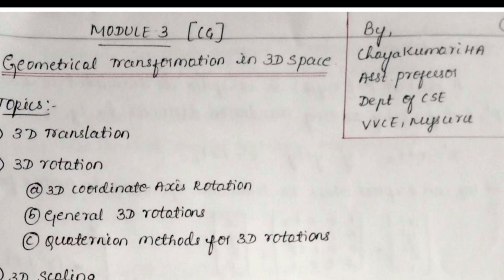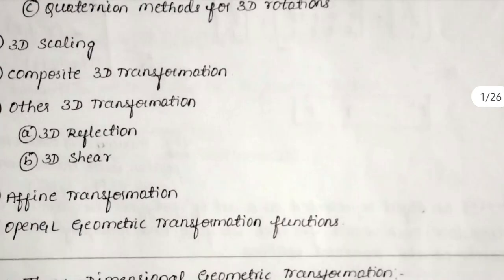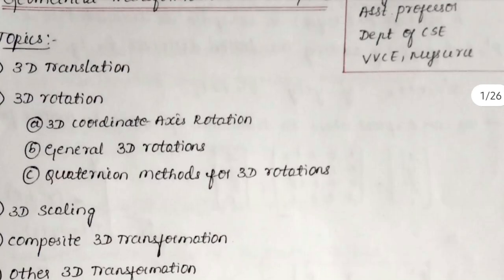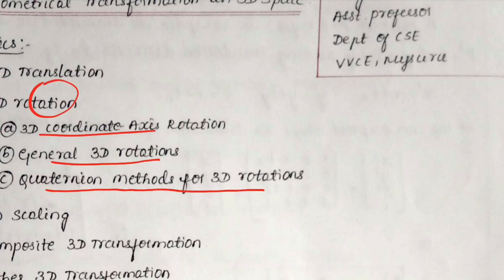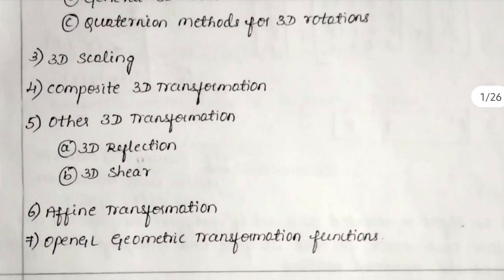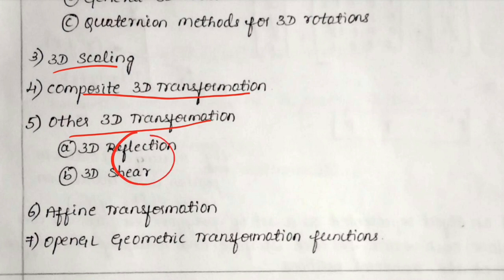So we are left with the second topic, which is the geometric transformation in 3D space. The transformation consists of 7 topics, which are 3D translation, 3D rotation, and 3D coordinate axis rotation. Under this topic, general 3D rotation, coordinate methods for 3D rotation. And after that we have 3D scaling, composite 3D transformation, other 3D transformation, 3D reflection, and 3D shear, affine transformation, and OpenGL geometric transformations.